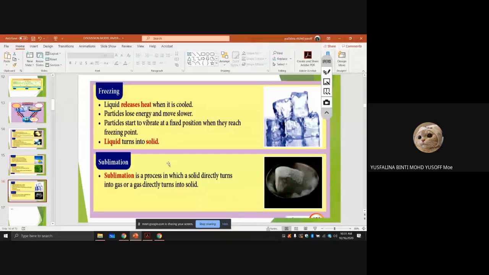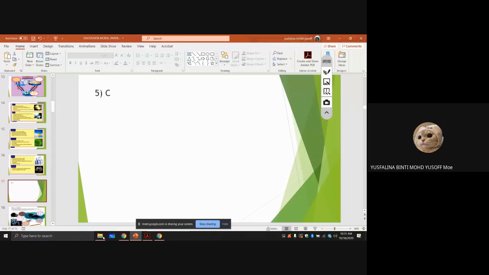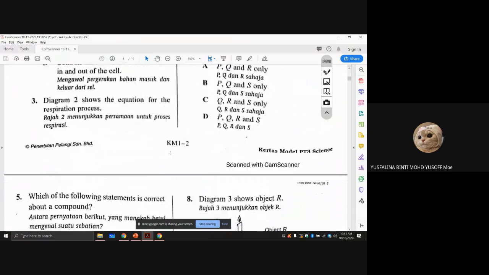Okay, and then the next one is sublimation. Sublimation is a process in which solid directly turns into gas or gas directly turns into solid. This is called sublimation. Okay, so next, question number 5.